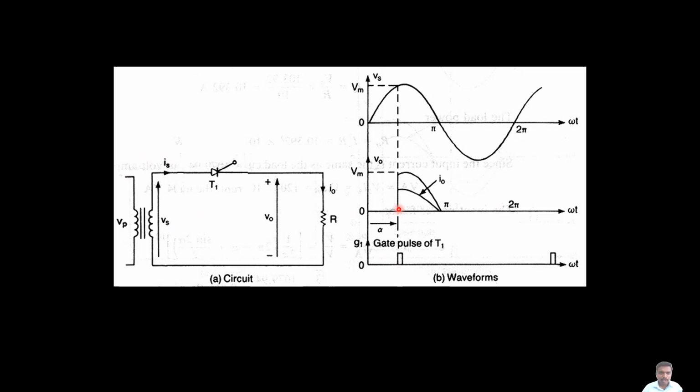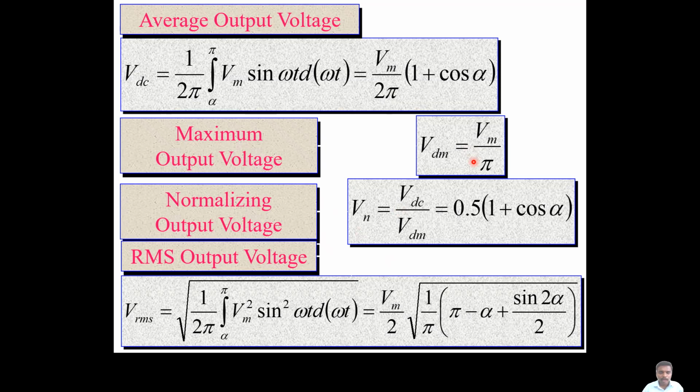Next we will see the average output voltage equation for this half controlled converter: Vm by 2 pi into 1 plus cos alpha. Here the duration of conduction is alpha to pi, so we have to integrate with respect to the sinusoidal supply given at the input. The maximum output voltage can be given as Vm by pi, and the RMS output voltage is given by this formula: Vm by 2 times root of 1 by pi into (pi minus alpha plus sin 2 alpha by 2).